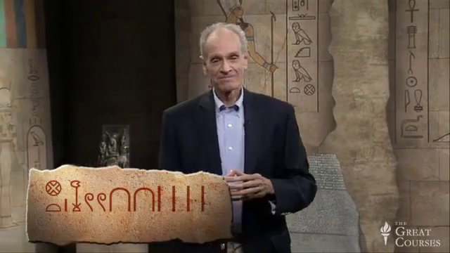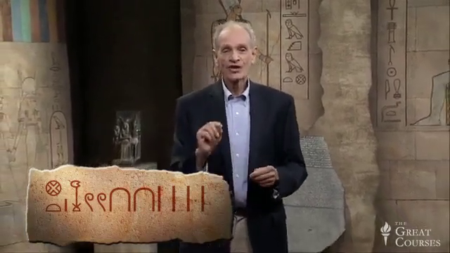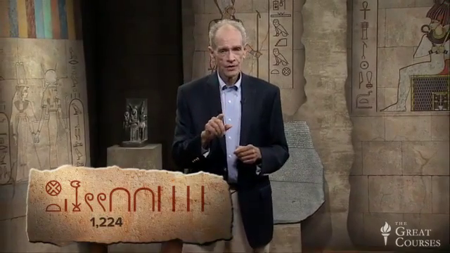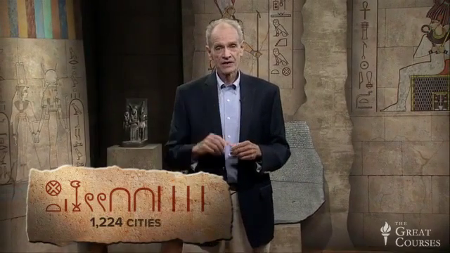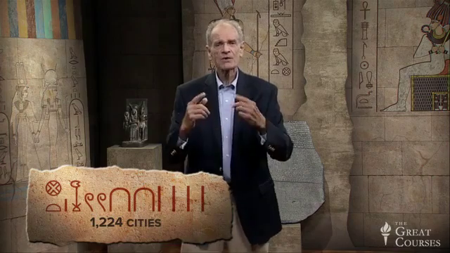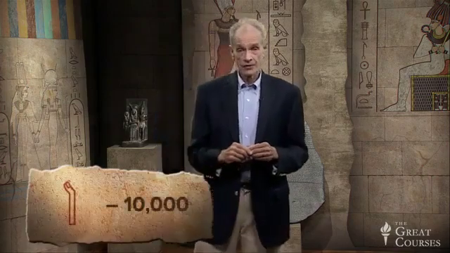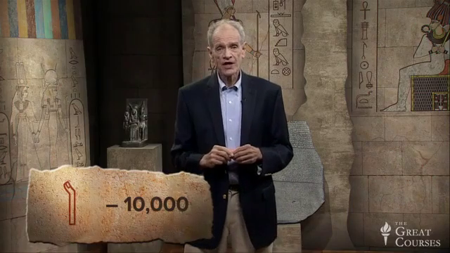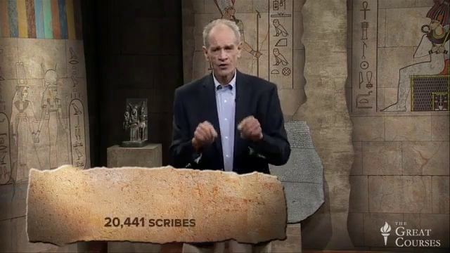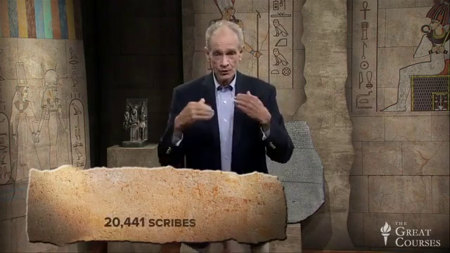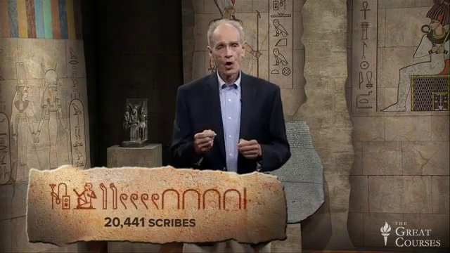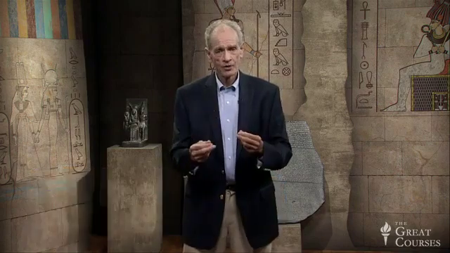So what's this? We just count the numbers. It's 1,224 cities. Counting is easy. Let's keep going. For 10,000, we use a finger hieroglyph. So if we wanted to say 20,441 scribes, we would write. We don't know how most of the numbers were vocalized, so we'll have to rely on our visual memory to remember them.